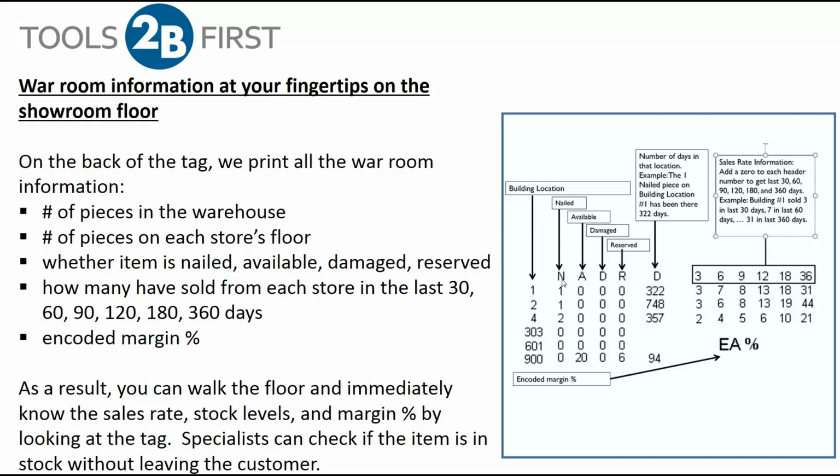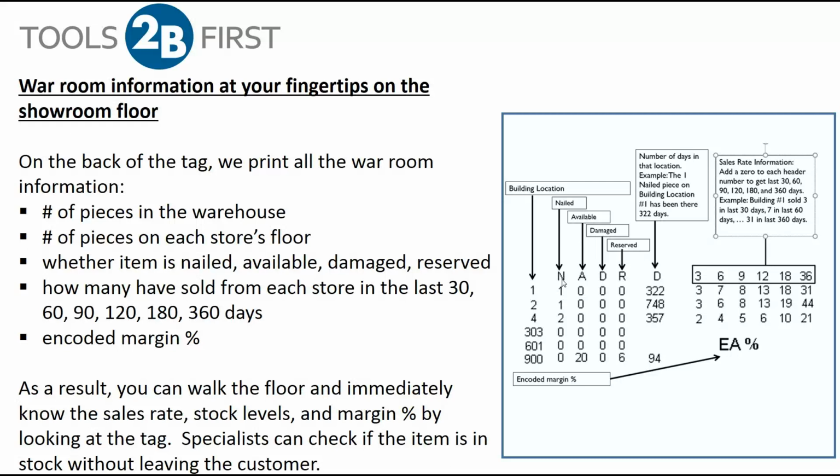Then in the middle there, that second D basically notes how many days that specific item has been on the showroom floor. In this case, building 1 has been on the floor for 322 days, almost 1 year. Building 2, it's been on the floor for 748 days, so roughly 2 years. So again, you can quickly see how long it's been on the showroom floor, and what the status of the item is: is it nailed, available, damaged, or reserved?